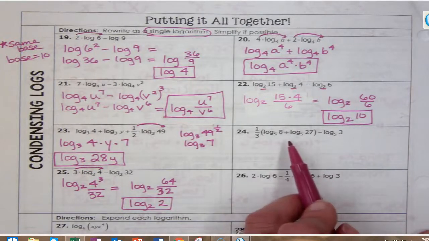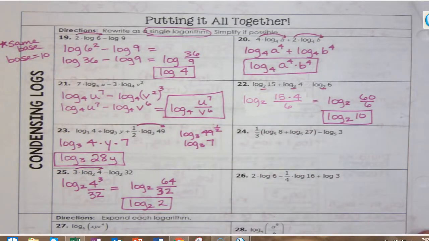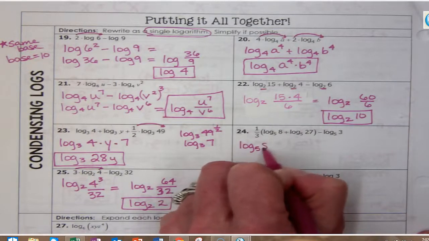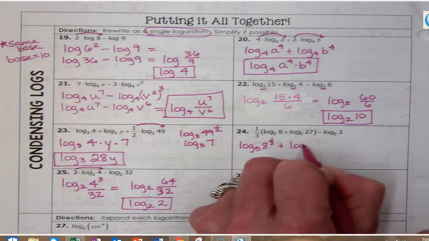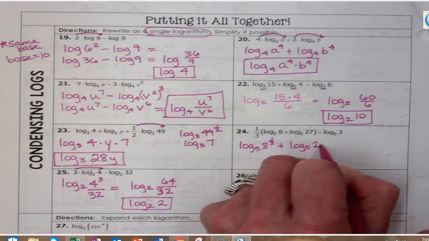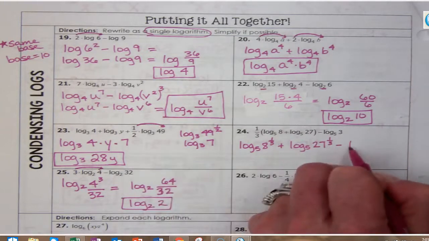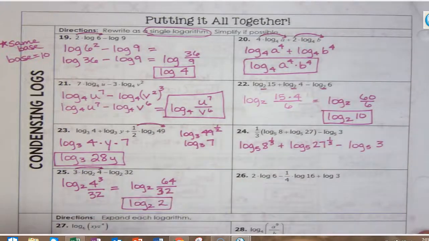Now this one you've got the parentheses here. So that means that that gets distributed to both logarithms. So log base 5, 8 to the 1/3 power plus log base 5, 27 to the 1/3 power minus log base 5 to the 3rd. All right.